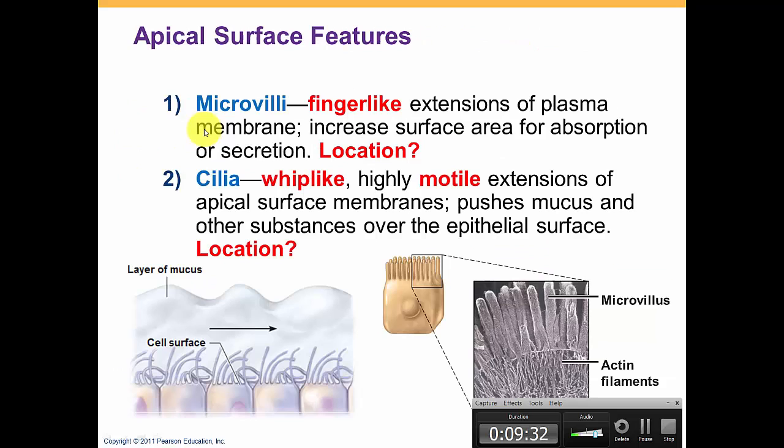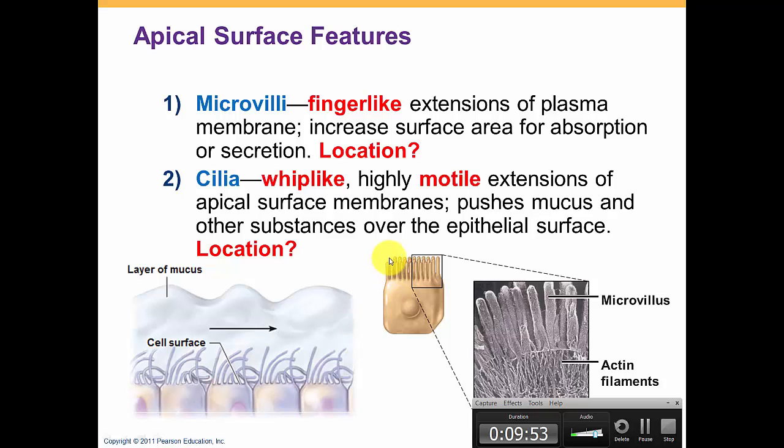When it comes to the apical surface, we have two important structures. We have microvilli and we have cilia. Microvilli are finger-like extensions from the plasma membrane, while the cilia are whip-like structures. They are very highly motile.